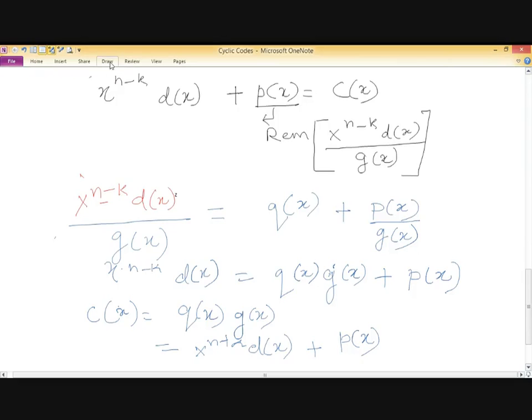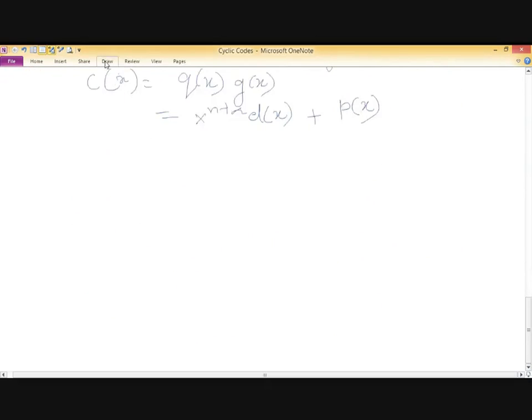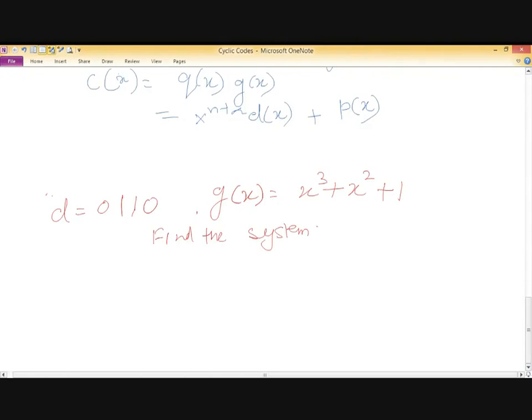Okay, so we have seen a numerical; remembering it again, let's take another numerical. Suppose d is equal to 0 1 1 0, and g(x) that we have taken is x cube plus x square plus 1. Find the systematic code word.